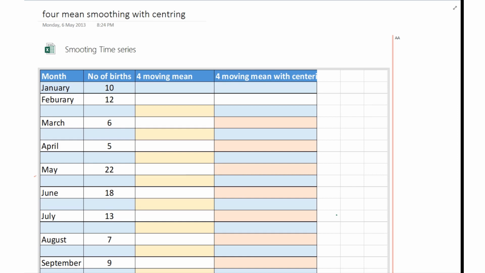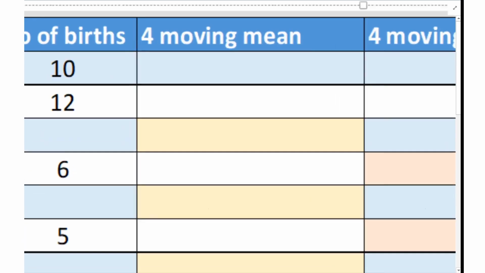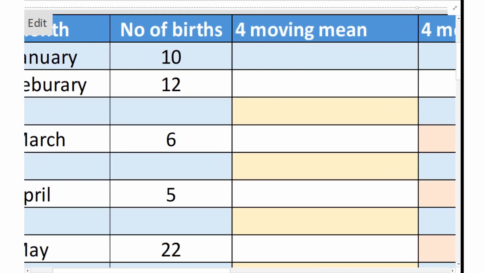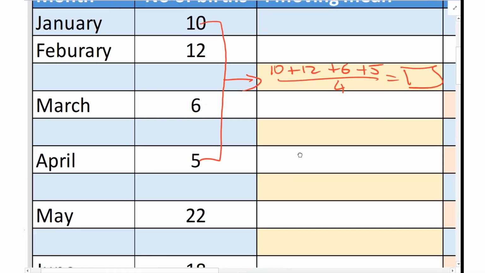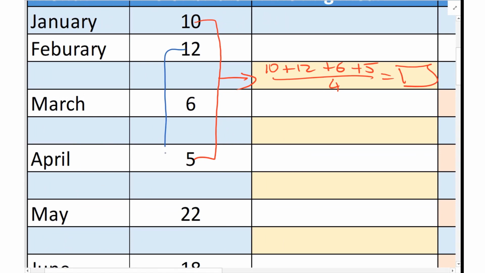So basically what you're having to do here, let's zoom in a bit so I can fit my writing in here. You're going to take those 4 numbers and they slot into here. So I'm going to go 10 plus 12 plus 6 plus 5, divide that by 4 equals a value. Then I get my next 4 numbers, which are these 4, and that slots into there.